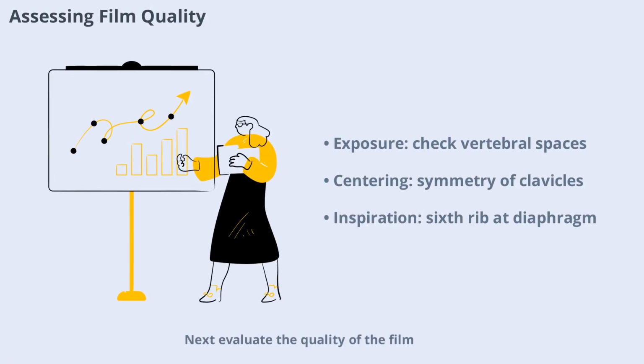Next, evaluate the quality of the film. Check the exposure by seeing if the intervertebral spaces are visible through the trachea's shadow. Proper exposure shows these spaces over the trachea, but not over the heart. Assess centering and symmetry by ensuring the sternoclavicular joints are equidistant from the spine and the clavicles are level. Finally, evaluate inspiratory effort. The sixth rib should intersect the diaphragm on the right. These checks ensure the image is suitable for interpretation.